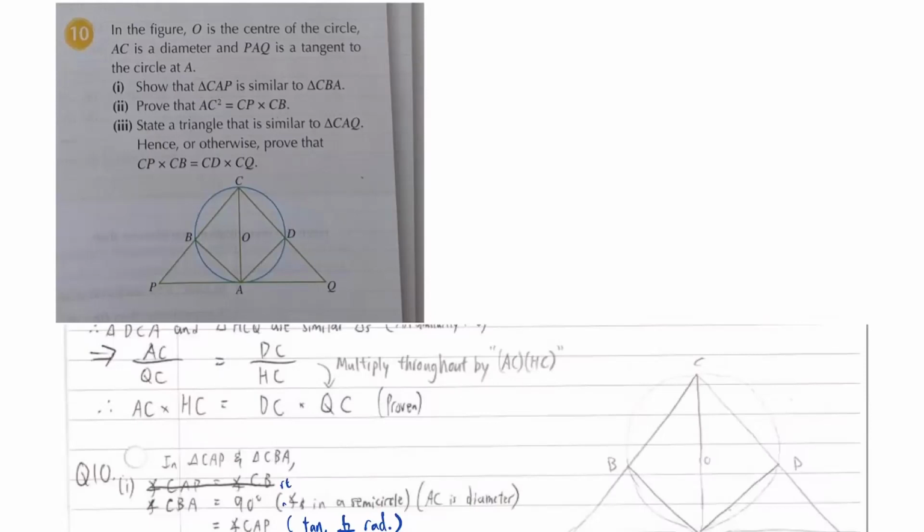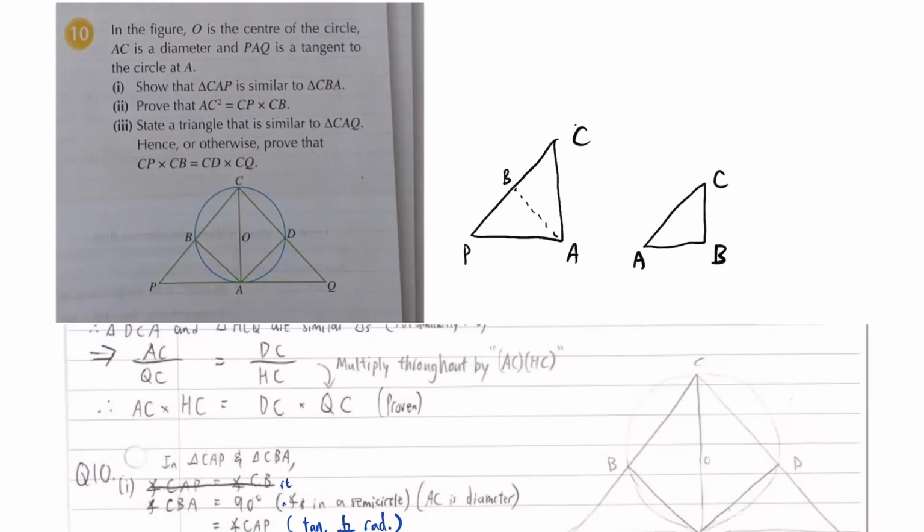So maybe it's better if I just draw the triangle CAP. I copy and paste the exact same diagram. Then I just draw a dotted line and a point B to remind myself that they are there, but I don't want to focus on it. Then it's similar to CBA. So I follow in the exact same orientation, CBA, right? CAP, CBA, but just a bit smaller.